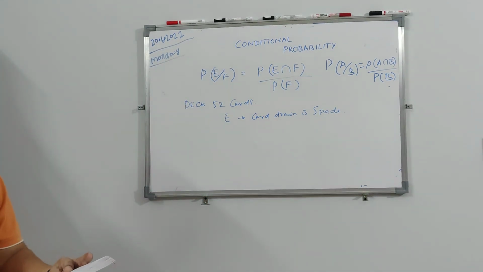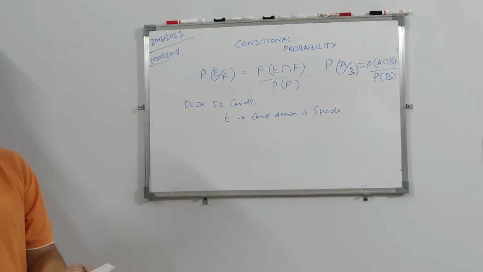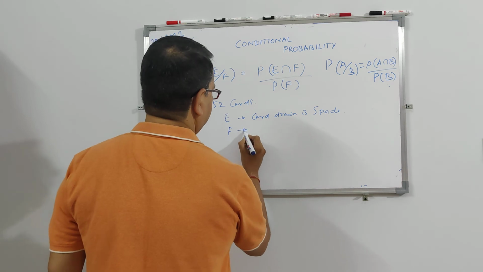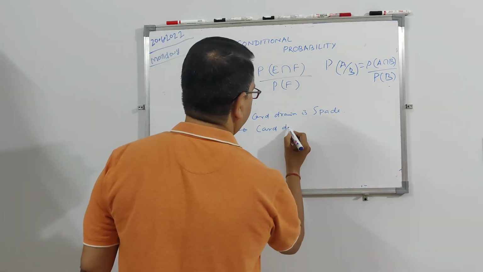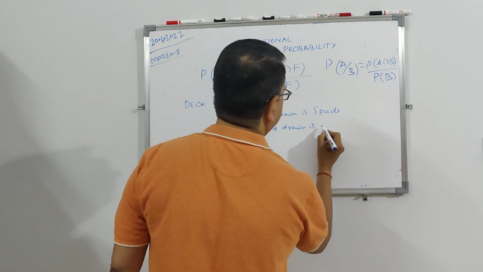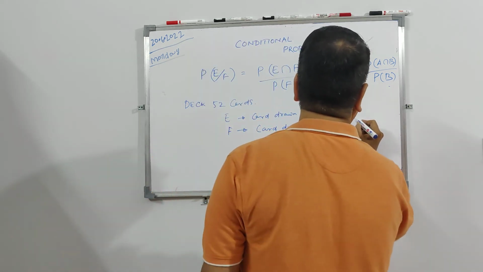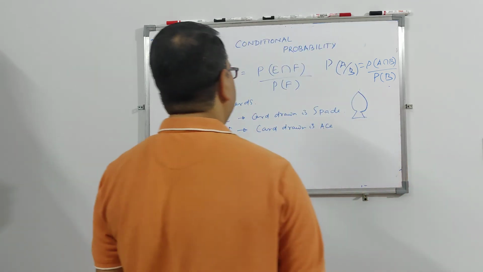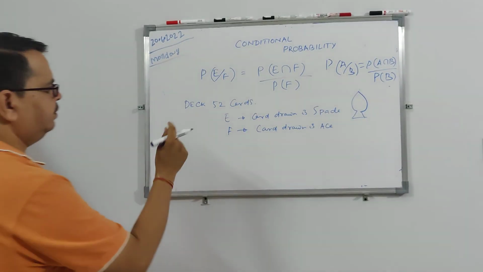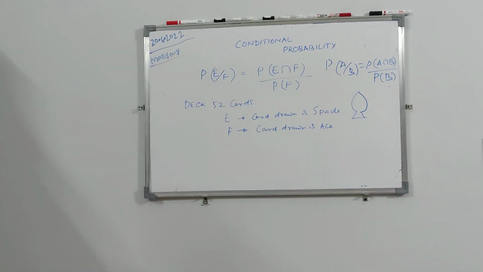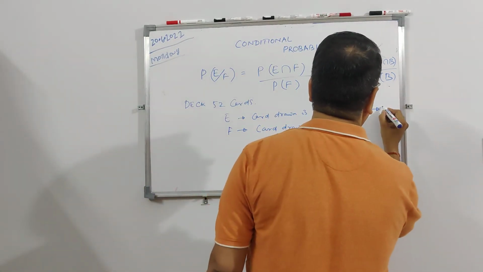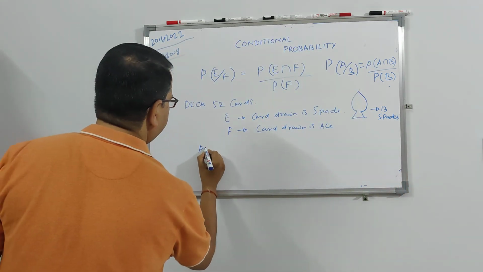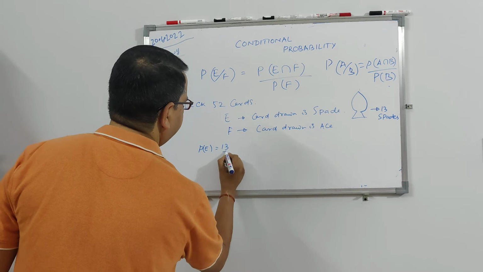Then we have another event F: the card drawn is an ace. Your spade is something like this, right? This one is your spade. So you have 52 cards, and you will have 13 spades, 13 out of 52. So the probability of E will be 13 divided by 52.